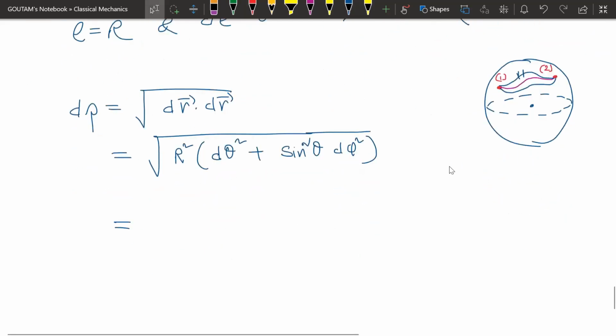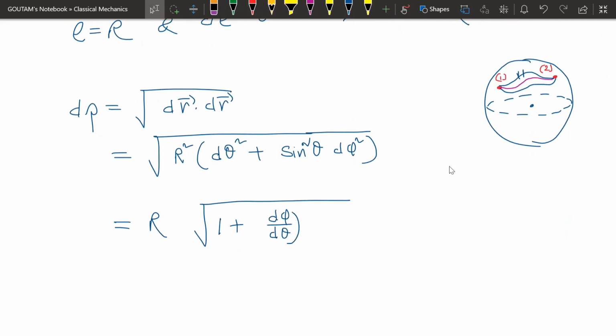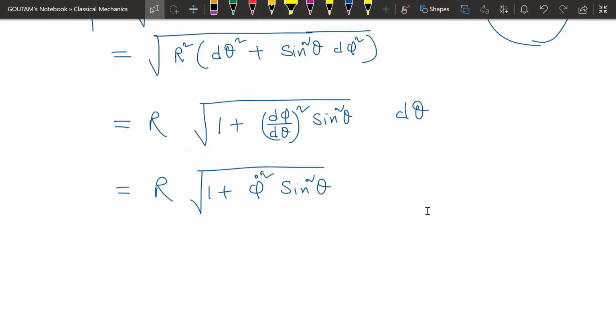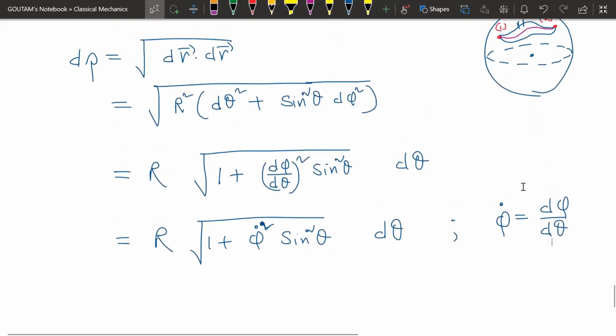If we take this r and d theta square outside, we will get r times root under 1 plus (d phi by d theta) square sine square theta d theta. It can be written as r root under 1 plus phi dot square sine square theta d theta. So here phi dot means d phi by d theta. Okay, it is not a time derivative. Here the independent variable is theta.